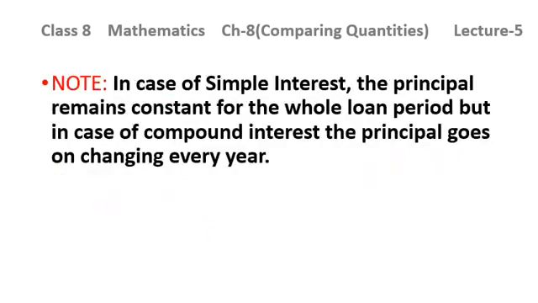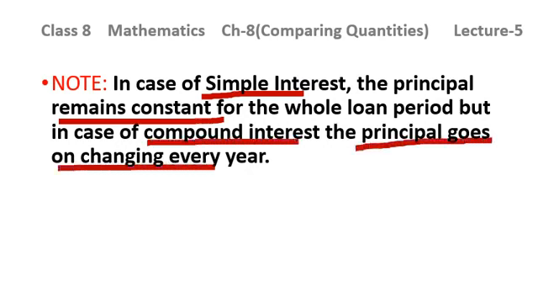Let us note one more important point, that in case of simple interest, the principal remains constant. This is the difference between simple interest and compound interest. But in case of compound interest, the principal goes on changing every year. It means the principal or the amount of the previous year will be the principal for the next year in case of compound interest. In simple interest, principal remains constant for the whole loan period. But in compound interest, the amount of the previous year will be the principal for the next year.